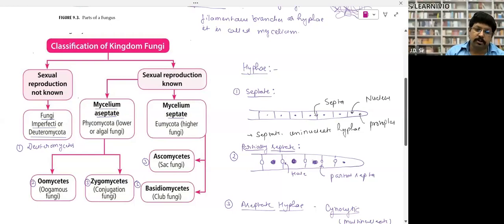Here, the sexual reproduction is not known. Second is where sexual reproduction is known. On the basis of sexual reproduction, we have divided fungi into two different groups. Mycelium can be septate or aseptate. Septa, you must be aware of that.